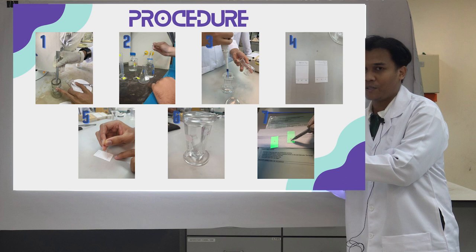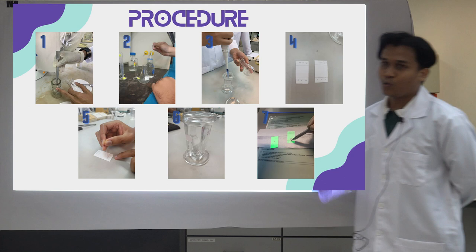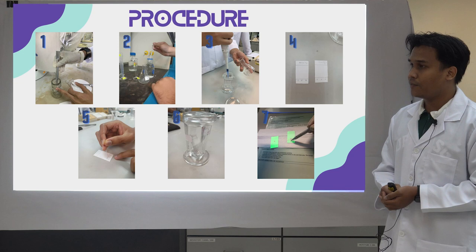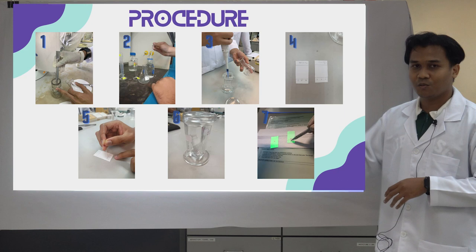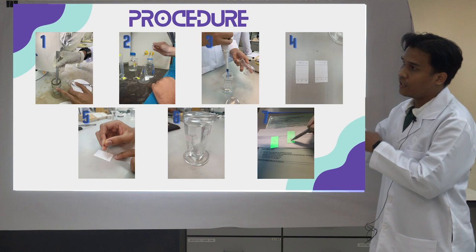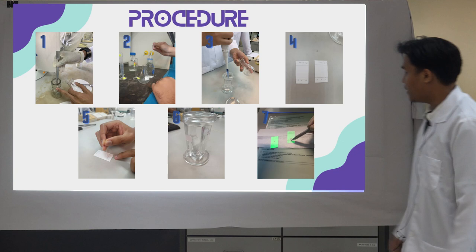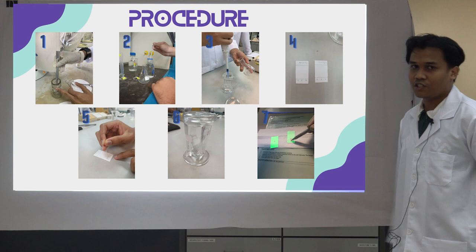After that, we put the plate into the developing chamber, and we need to put it diagonally because it is easier to take out the plate. We also need to make sure that it does not go above the solvent front. After that, we take out the plate, dry the plate, and expose it to the shortwave UV light source. So this is the result that we get.